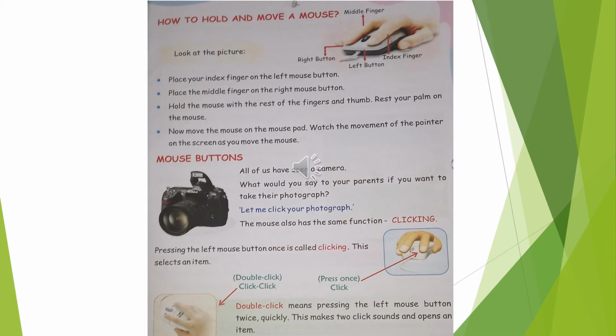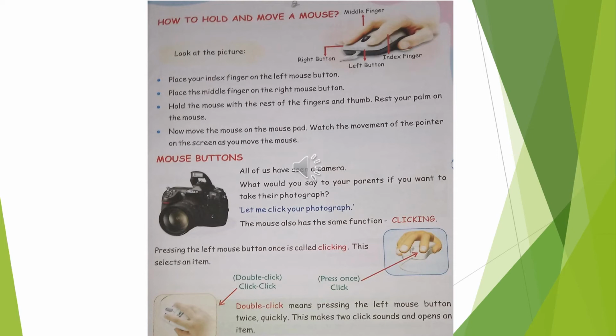Place the middle finger on the right mouse button. We will place our middle finger on the right mouse button. Then hold the mouse with the rest of the fingers and thumb. We will hold the mouse with the remaining fingers and thumb, okay. Then we will rest our palm on the mouse. We will put our palm on the mouse. Clear?